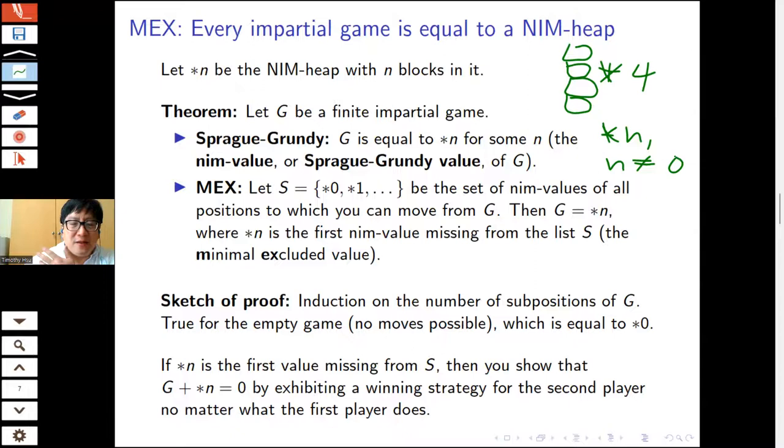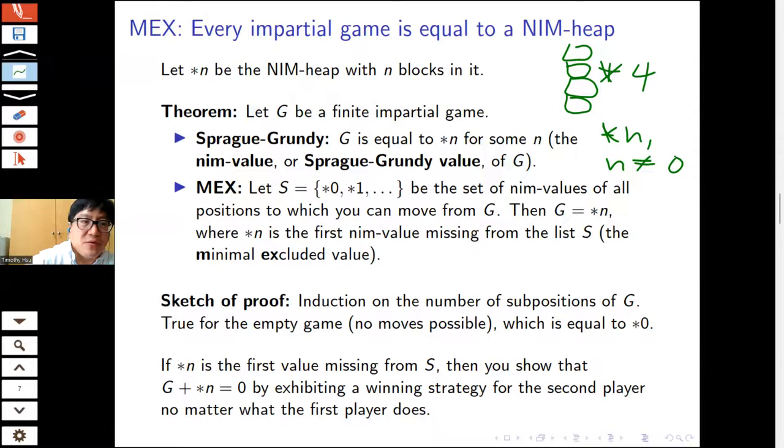So the first NIM value missing is star zero, because the list is empty. And G is equal to star zero, so this is true for the empty game. Proceeding by induction, if star N is the first value missing from S, then, and here I'm omitting some stuff, you show that G plus star N is equal to zero, which is the same thing as saying that G is equal to star N, because plus one equals minus one.